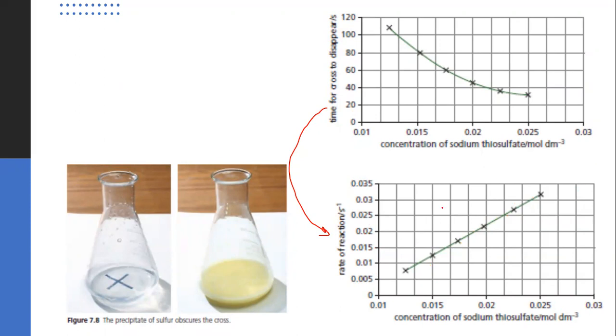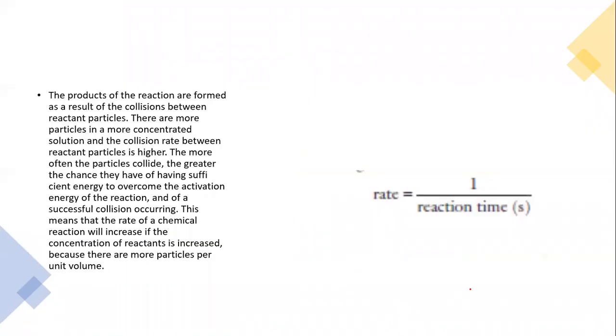And it's going to be a linear relationship. So that is the effect of concentration. When we are talking about finding out the rate of reaction, if you want to find out the rate of reaction, just do 1/time. Okay, just do 1/time, and that generally gives you the rate of reaction.